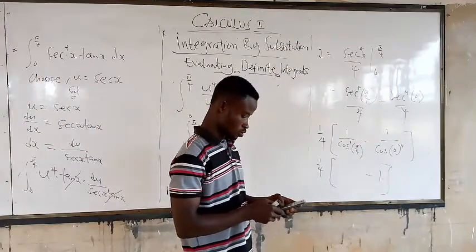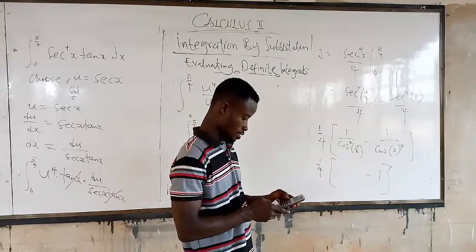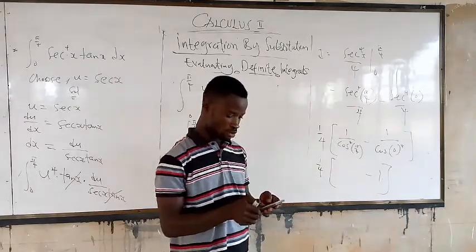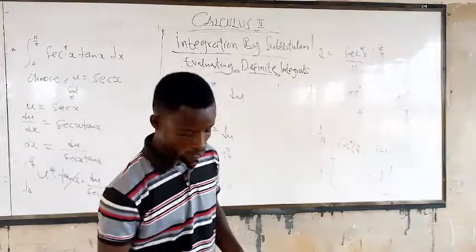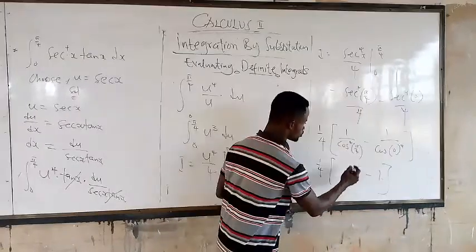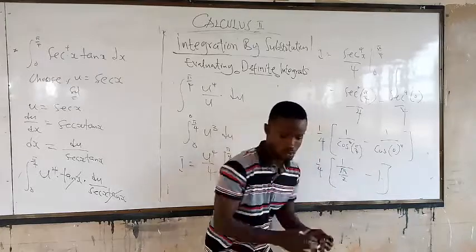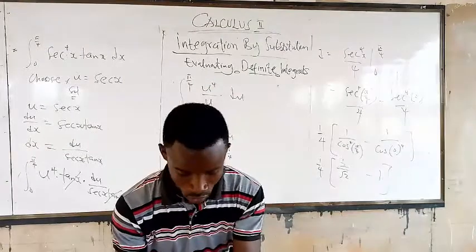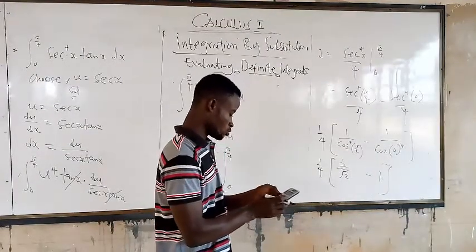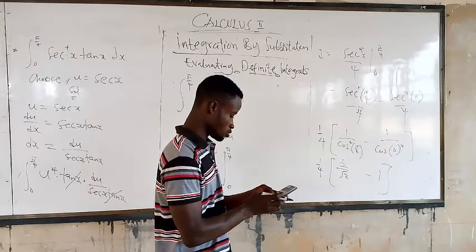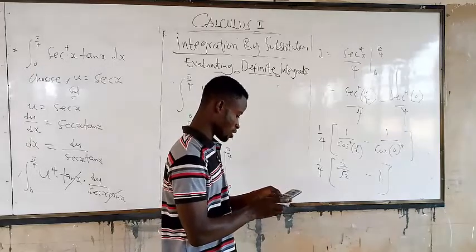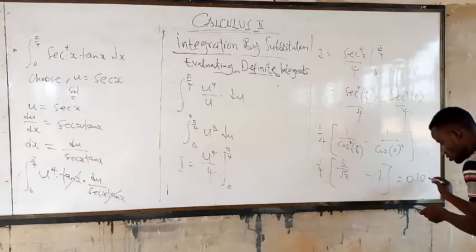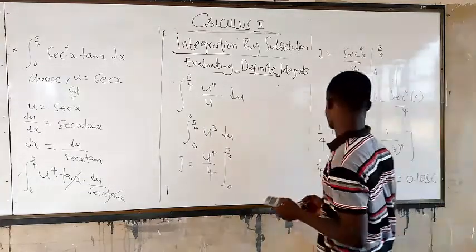And cos of pi over 4 is also, make sure you are in radian mode, square root of 2 over 2. So we get 1 over square root of 2 over 2. When you take the reciprocal of this, you get 2 over square root of 2. So finally, you are going to get 1 over 4 multiplied by 2 over square root of 2 minus 1. And that is going to be 0.1036 in 4 decimal places.